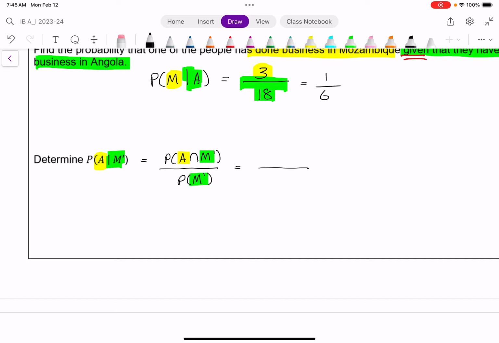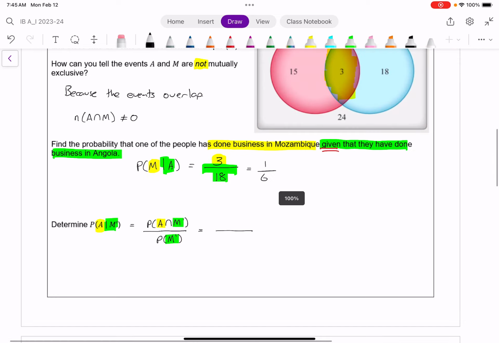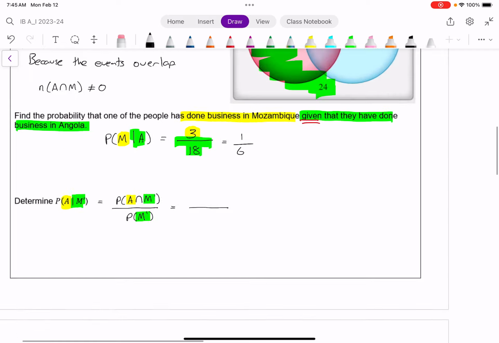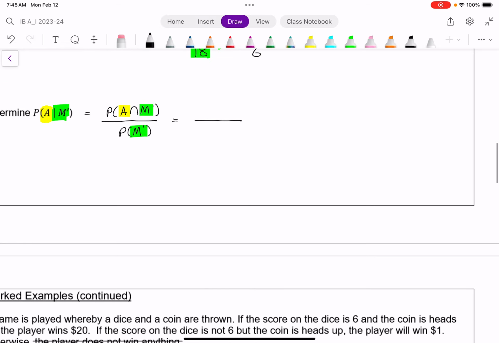Okay, so what's the probability they have not done business in Mozambique? That's my denominator. I'll look at that first. So going back here, if you've not done business in Mozambique, that's all of this and all of this. So that total 15 plus 24, which is 39. So the probability that a person chosen at random has not done business in Mozambique is 39 out of 60. That's my denominator.